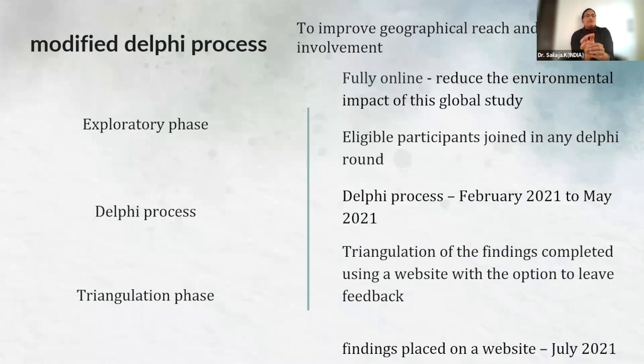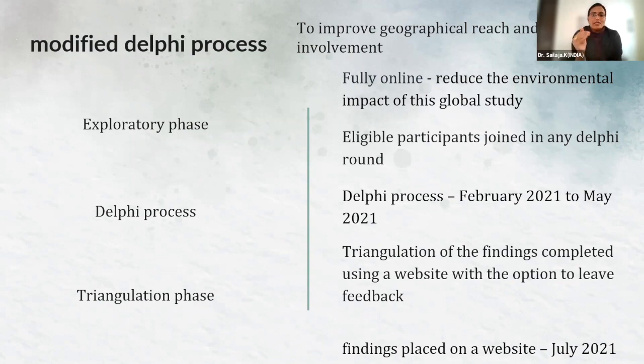The modified Delphi process was used here. The exact process of Delphi is actually a little changeable, and no exact process is well defined for it. Modifications have been done previously also. So in our case, we wanted to reach out to a larger group of experts, decrease the carbon footprint, and derive a global perspective to this study. So it was done fully online, and eligible participants also joined in any of the Delphi rounds. We had 3 Delphi rounds going on.